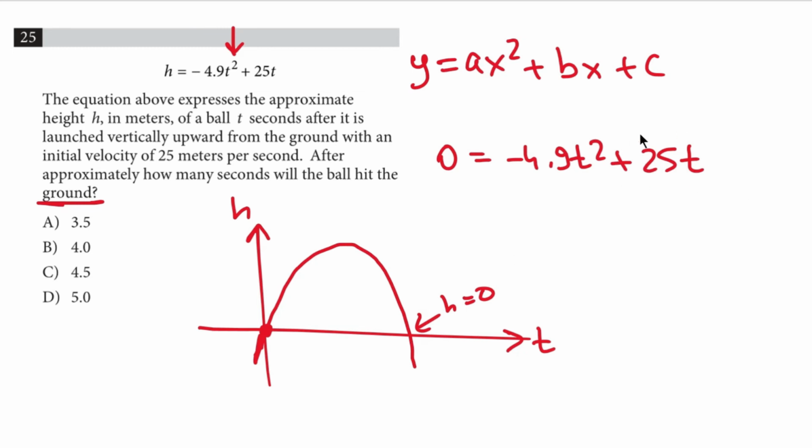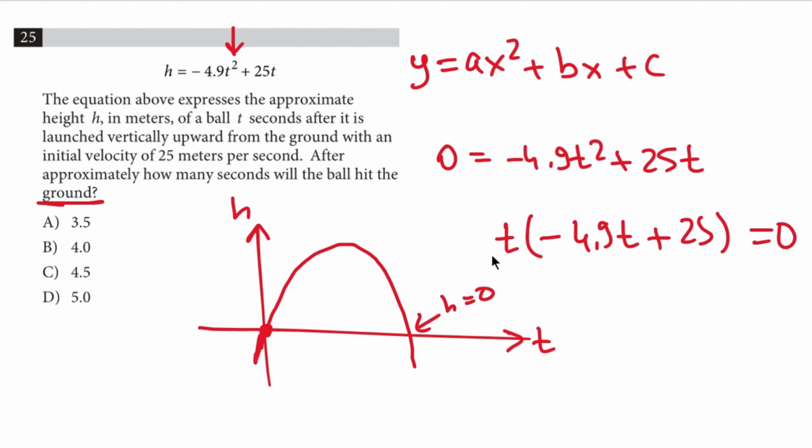Let's factorize t. Let's say t out of the parentheses multiplied by (negative 4.9t plus 25) is all equal to 0. I just rewrote this by factorizing t. Now there are two ways for this whole equation to be equal to 0.